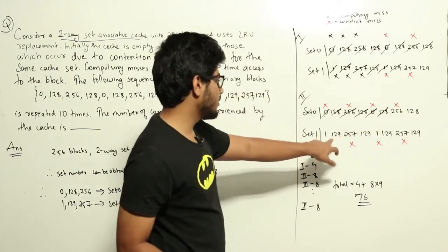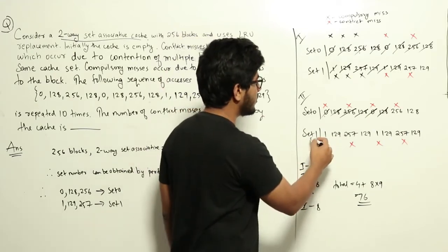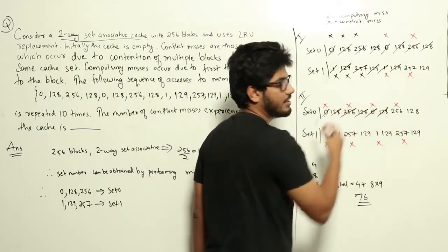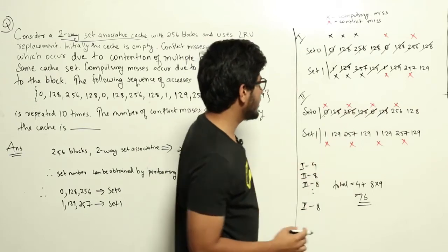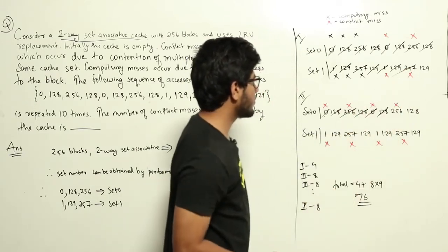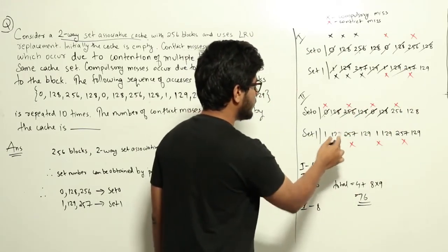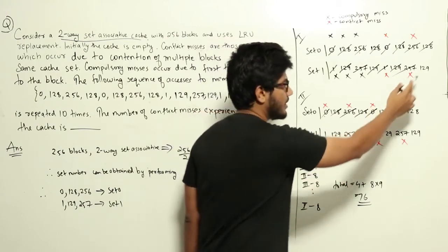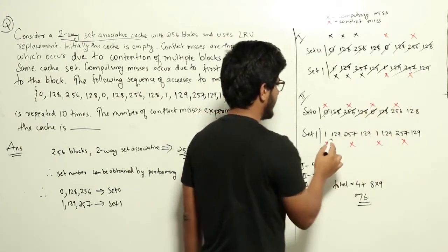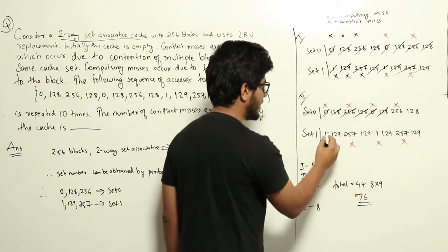Similarly, then we go with 129. 1 is not there in the cache; 257 and 129 are there in the cache. So this is again a conflict miss. 257 is gone from the cache. Then we ask for 129, it is there in the cache, so it is fine, not a miss. 257 is gone from the cache, again a miss.